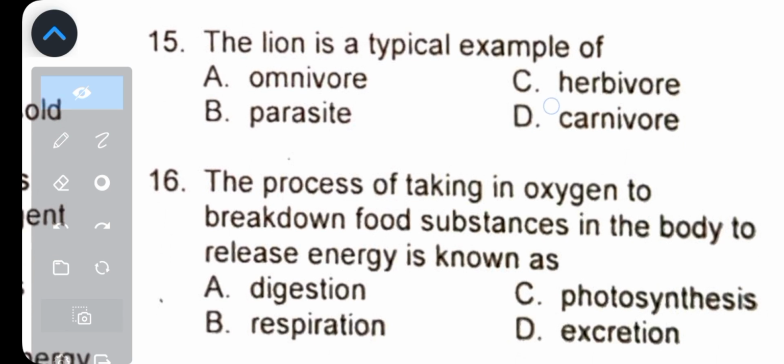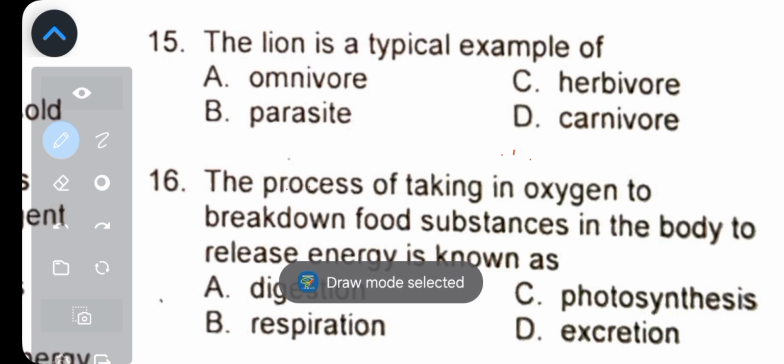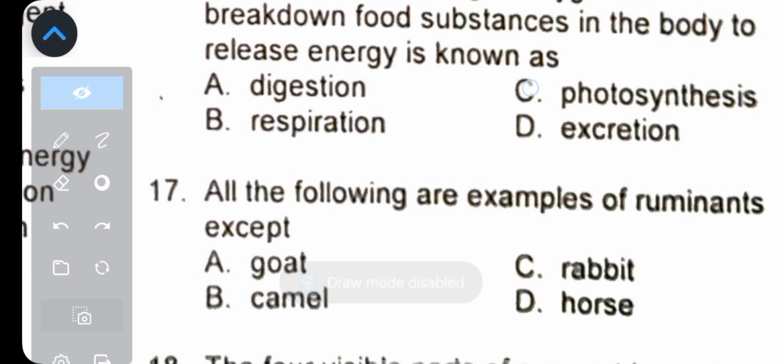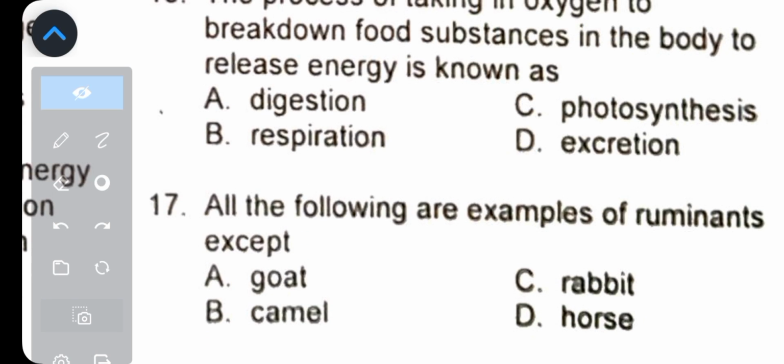Question 16. The process of taking in oxygen to break down food substances in the body to release energy is known as A, digestion, B, respiration, C, photosynthesis, D, excretion. And the answer to this is no other than B, respiration.